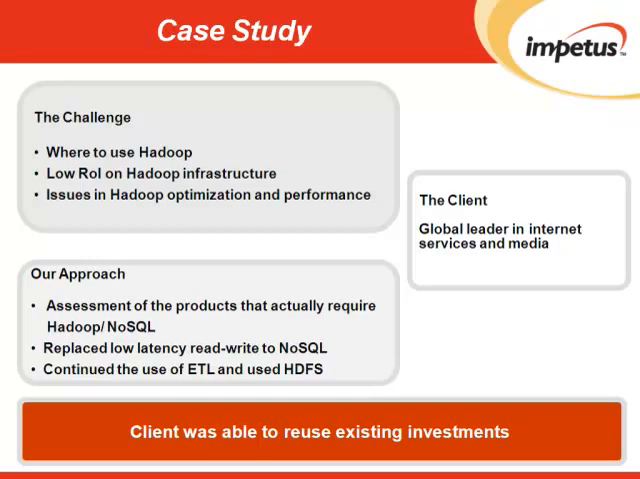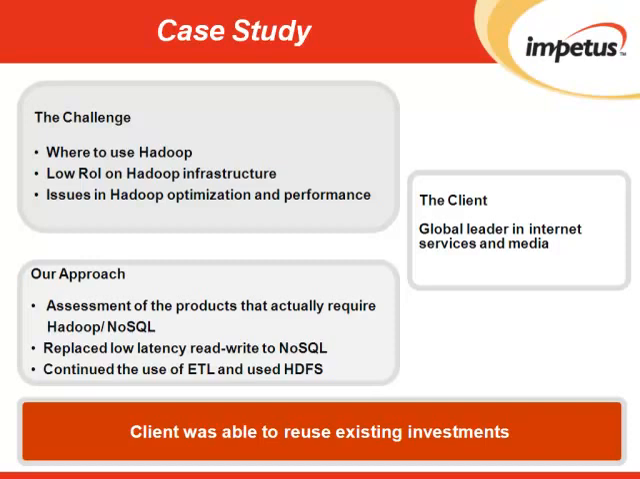Impetus engagement started with looking at the bigger enterprise strategy and assessing the products that could benefit from Hadoop NoSQL technologies. Not all business products could benefit, as we clearly saw that some of the products did not require using Hadoop or NoSQL technologies. For example, standalone, low latency, low volume, RDBMS-based products did not require migration to NoSQL databases.